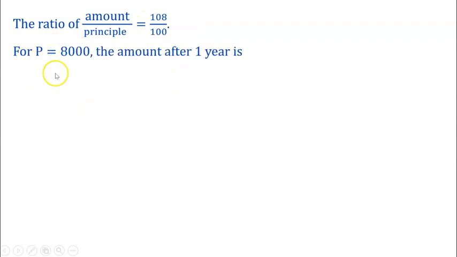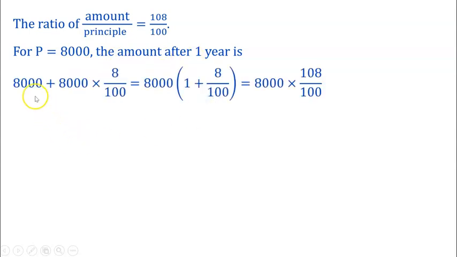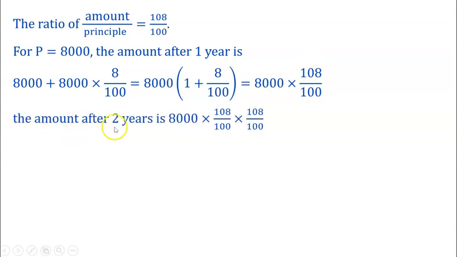Okay, for P equal to 8,000, the amount after 1 year is 8,000 plus 8,000 into 8 upon 100. Take 8,000 as common. Then in bracket you will get 1 plus 8 upon 100. And after simplification you will get 108 upon 100 into 8,000. The amount after 2 years is 8,000 into 108 upon 100 into 108 upon 100. Then you will get 8,000 into (108 upon 100) whole square.